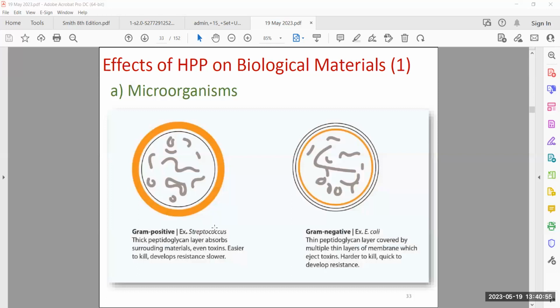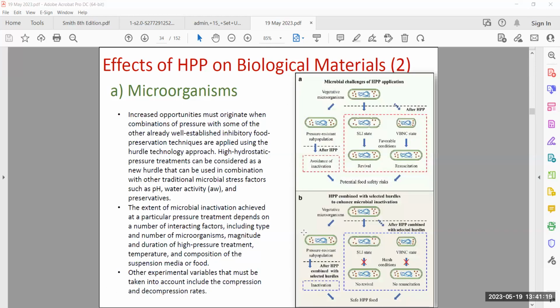So the effects of HPP basically depend on the types of microorganism that we would like to treat. Gram-positive bacteria have a thicker layer of what we call peptidoglycan, so it is much harder to treat gram-positive bacteria in comparison to gram-negative bacteria. The challenges with HPP are that we can have any of these three outcomes.